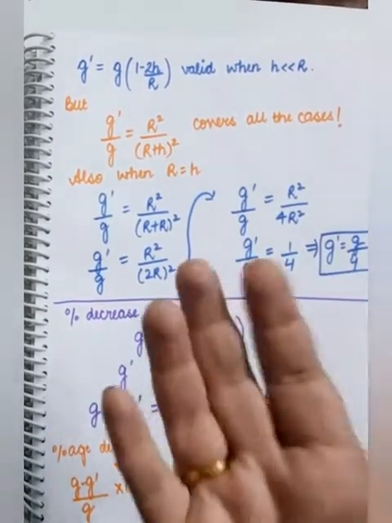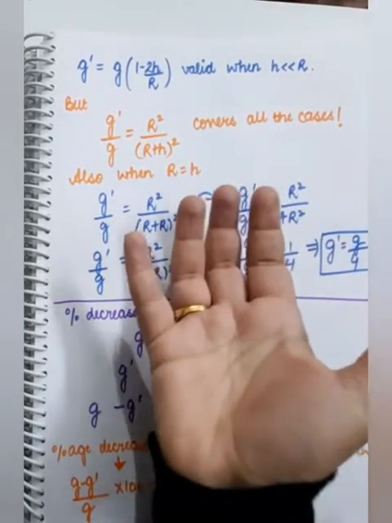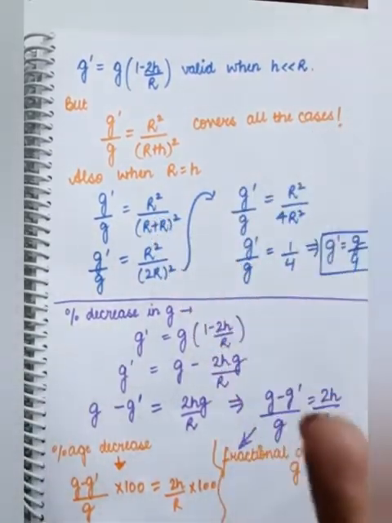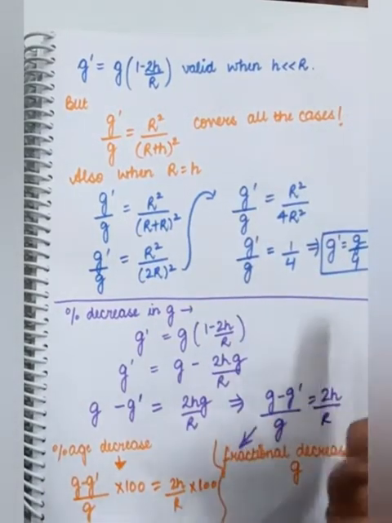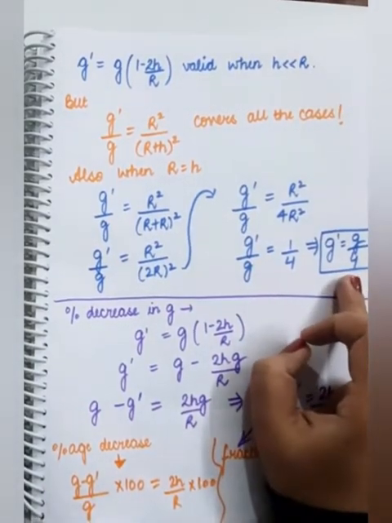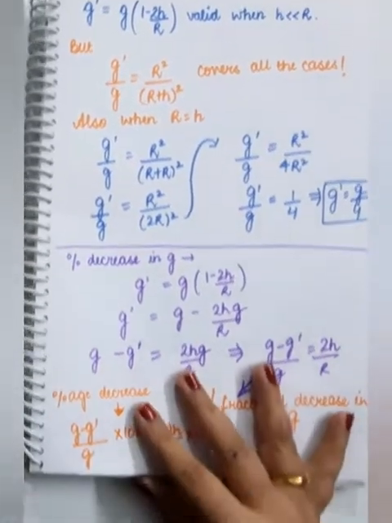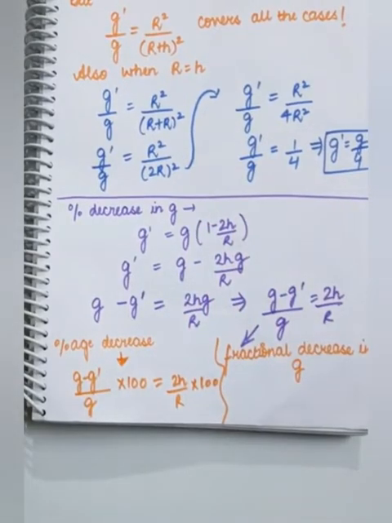So this means when I raise an object to a height which is approximately equal to the radius of the earth, like if I raise the object up to 6400 kilometers, then the acceleration due to gravity experienced by the same object will reduce to 1 by 4 of its initial value, like on the surface of earth. Okay, and the next topic is percentage decrease in g.